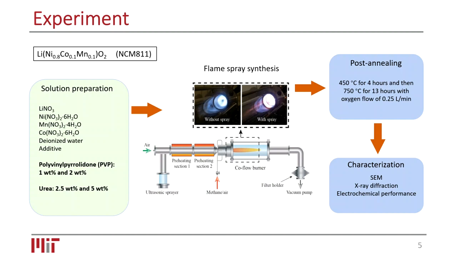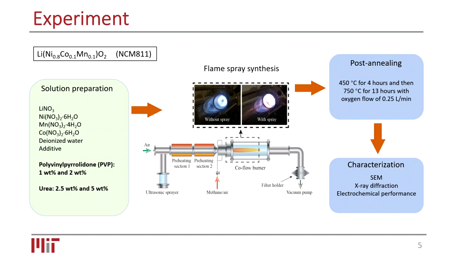In our current work, we are synthesizing NCM811, which has a chemical formula listed here. It has transition metals nickel, cobalt, and manganese, with a ratio of 8 to 1 to 1. The first step is solution preparation. We dissolve different types of metal salts in deionized water together with the additive. For PVP, we add 1 and 2 weight%. For urea, we tried 2.5 and 5 weight%.